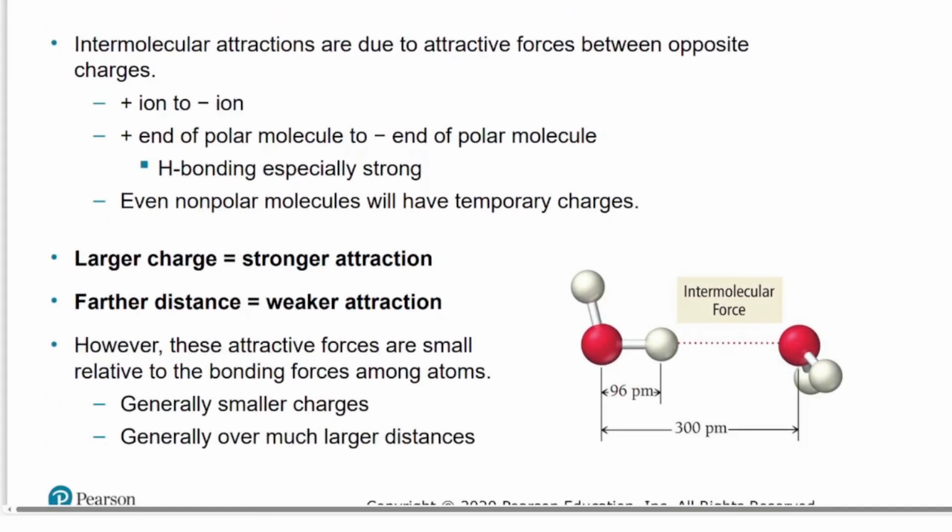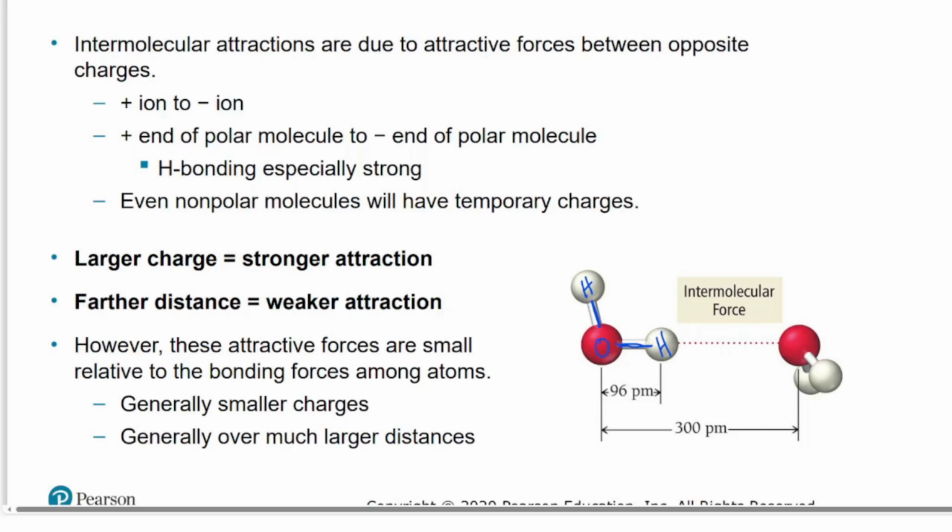So why are molecules attracted to each other? Let's consider water, for example. Here are some molecules of water, and we can see the oxygen represented in a red sphere and hydrogens represented in the white spheres. So the bonds are these little sticks holding the molecules together. So these are two molecules of H2O.